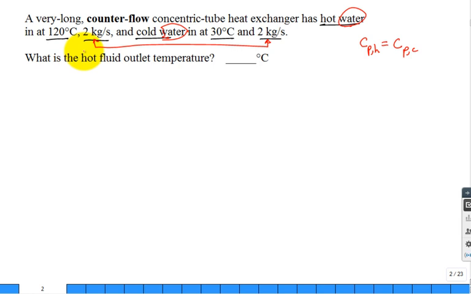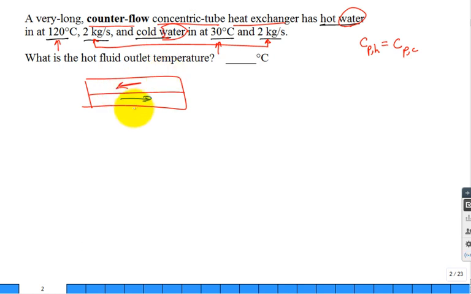Okay. Now, they don't come in at the same temperature. One is truly hot and one is truly cold. Okay. But it's a counterflow concentric tube heat exchanger. So you can maybe make the configuration, put the hot fluid going this way, cold fluid going that way. Remind yourself, okay, so I have the temperature hot in, temperature cold out, the temperature hot out, temperature cold in.